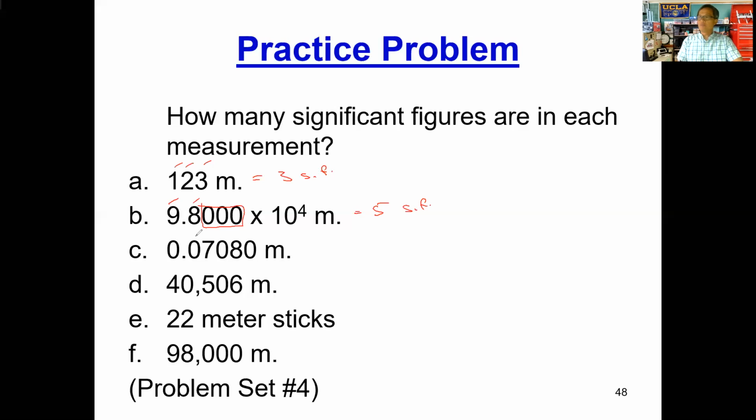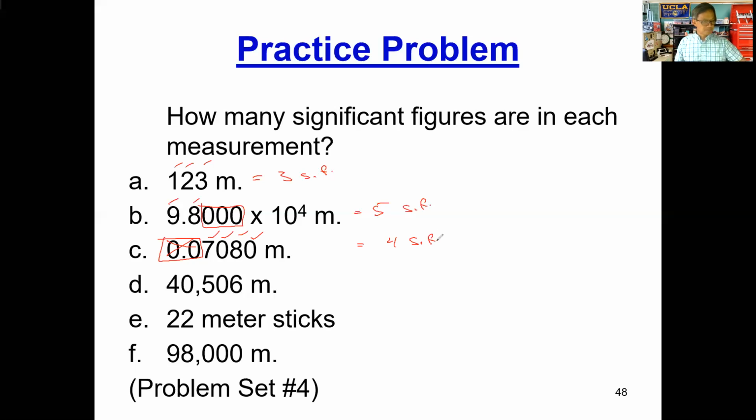The next problem, we have 0.0787080. The 7 and the 8, obviously they are significant, non-zero digits. The 0 here, it's between the 7 and 8, it counts. The leftmost zeros, these leading zeros, they never count. So even with the decimal point there, don't confuse the decimal point. The decimal point only applies to trailing zeros, zeros furthest to the right. And since you have the decimal point here, this zero is furthest to the right, it counts. And therefore, we have 4 significant figures here.